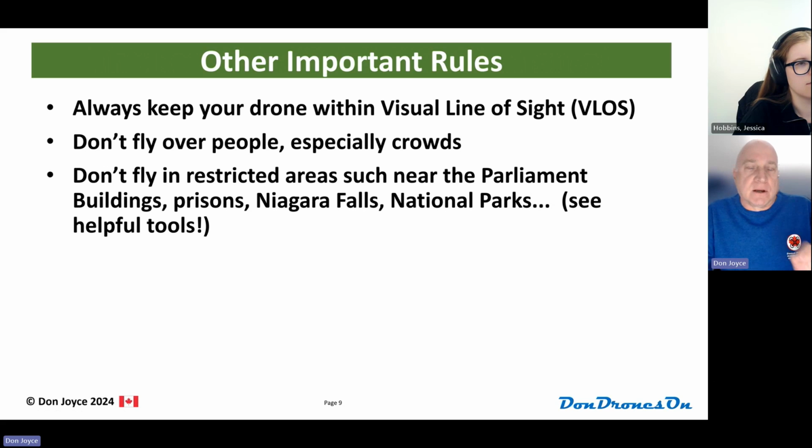Don't fly in restricted areas. There's very specific places that are marked out on maps and in apps that are called restricted zones. And these exist near places like the Parliament buildings, over certain prisons. Niagara Falls is a restricted zone. These ones are typically called Class F restricted zones. But another type of restricted zone is national parks. Parks Canada controls these. They don't want you flying from them, and they don't really want you flying over them either, because that can disturb wildlife and it can disturb people who are enjoying the park themselves.